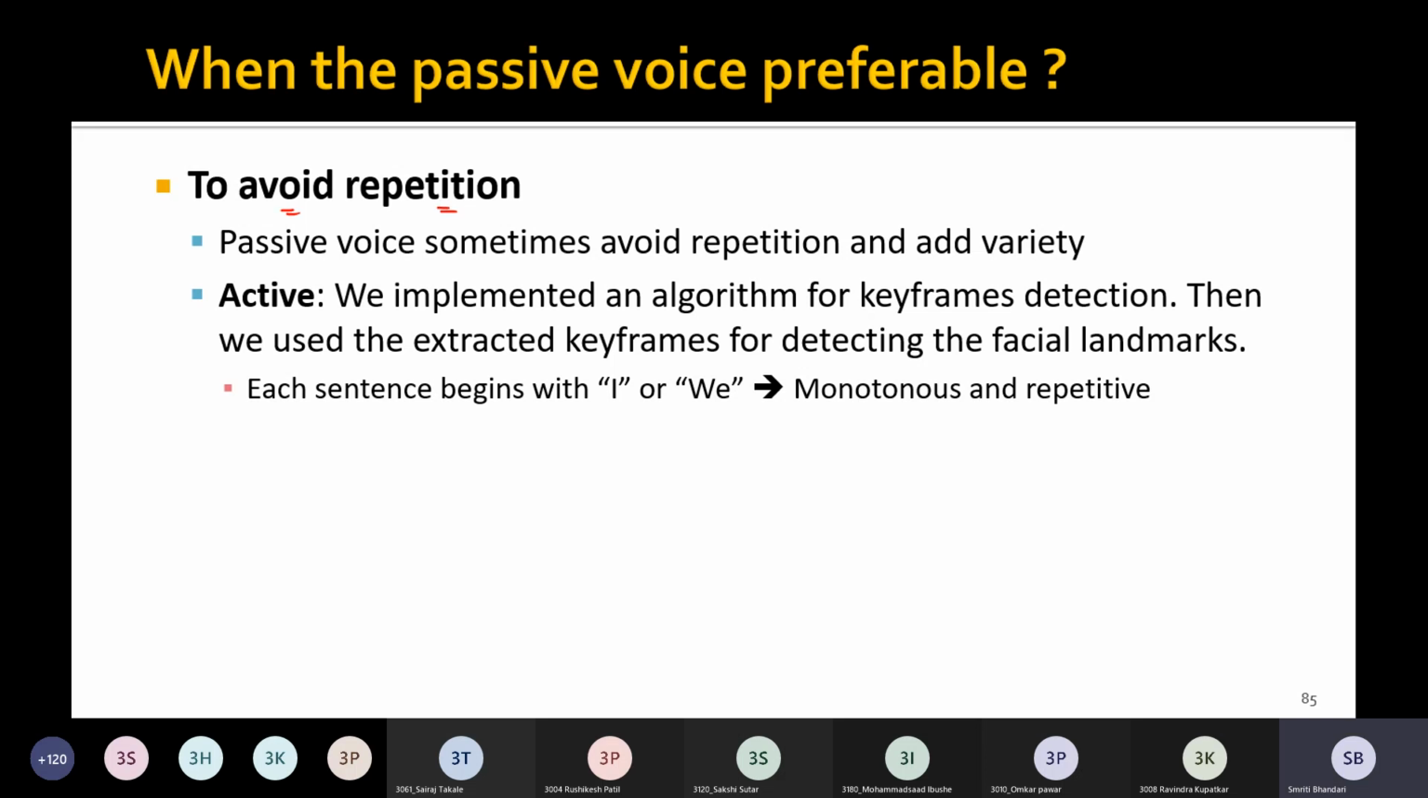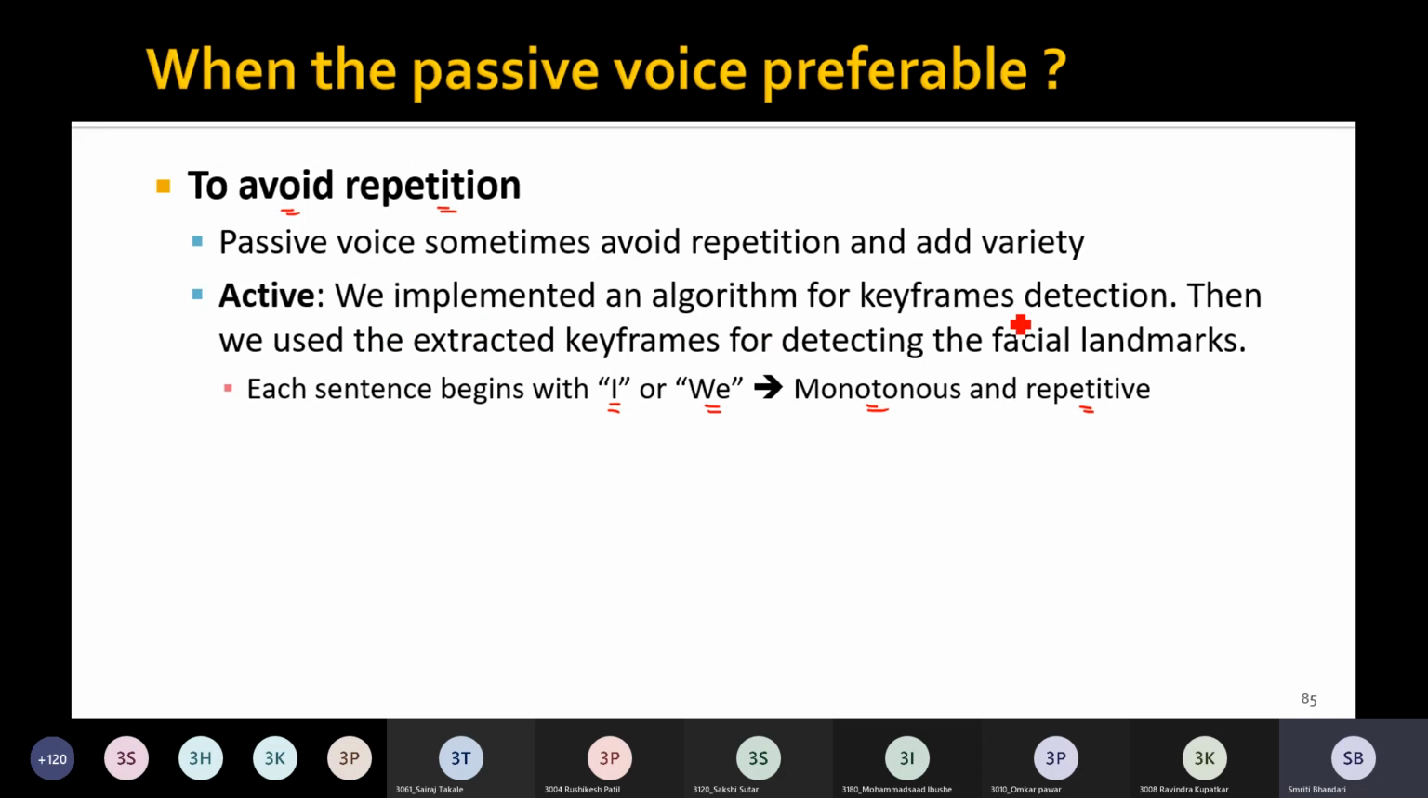Okay, so many times what happens is, if we use active voice, then each sentence written in active voice begins with words like I or we. So it seems very monotonous and repetitive. Okay, I'll repeat. If we are making use of active voice, then many times each statement begins with a word like I or we, and it seems really very monotonous and repetitive.